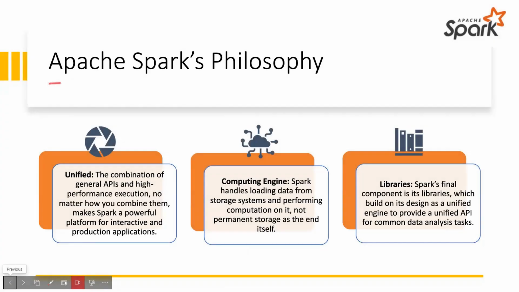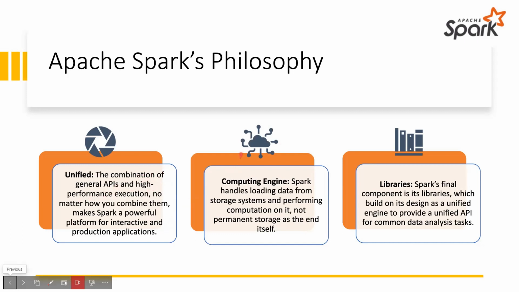Let's first understand Apache Spark's philosophy. We'll break down the description of Apache Spark into three components. Unified. What do we mean by unified? Let's take an example. If you load data using a SQL query and then evaluate a machine learning model over it using Spark's ML library, the engine can combine these steps into one scan over the data. The combination of general APIs and high performance execution, no matter how you combine them, makes Spark a powerful platform for interactive and production applications.